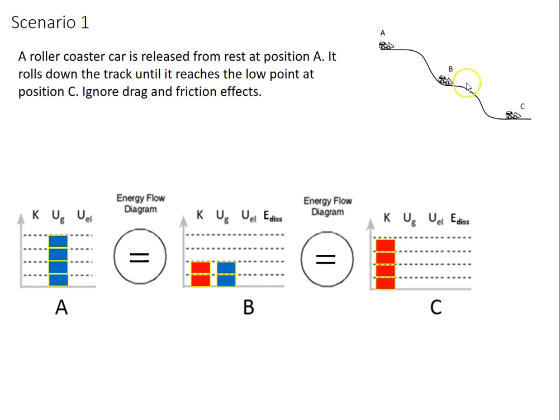As it transitions all the way down to C, there is no work done. So we need to have 4 blocks total at C, because we had 4 blocks at B and 4 blocks at A. And now we see that it's at the lowest point it's going to go, so there's no gravitational potential energy. There's no elastic potential energy. There never was. Why is there no dissipated energy, or mechanical energy going into thermal energy? Because we have no drag or friction, at least we're saying they're negligible. So that means all 4 blocks are going to be kinetic energy.